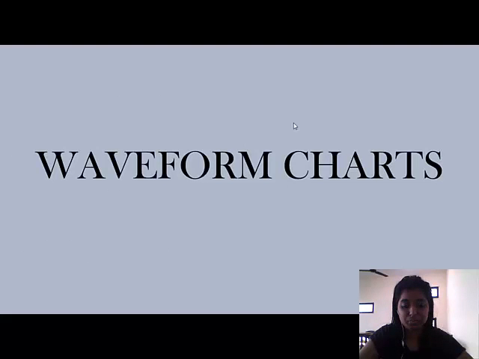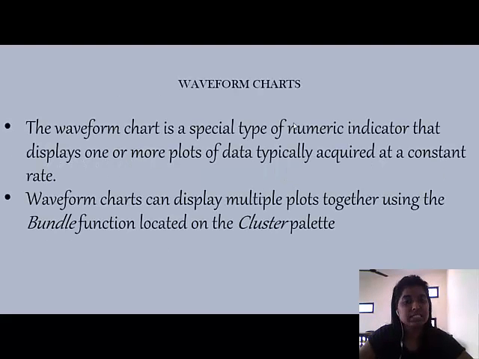Now let's see the waveform charts. A waveform chart is a special type of numeric indicator that displays one or more plots of data typically acquired at a constant rate, as I said before. Waveform charts can display multiple plots together using the bundle function located on the cluster palette. When you are dealing with multiple plots, the various data can be plotted on the same waveform by using a bundle. We will see all this practically. I would like to show you this in the LabVIEW environment. Let's see that.